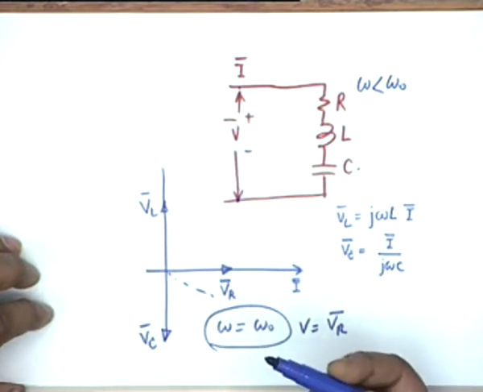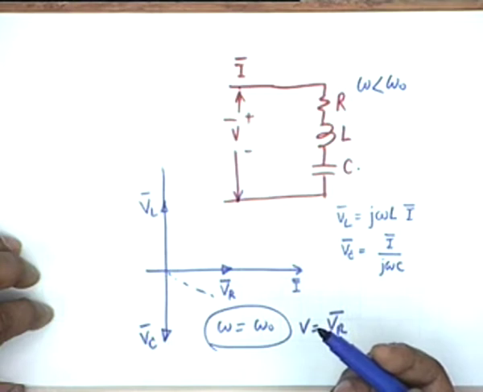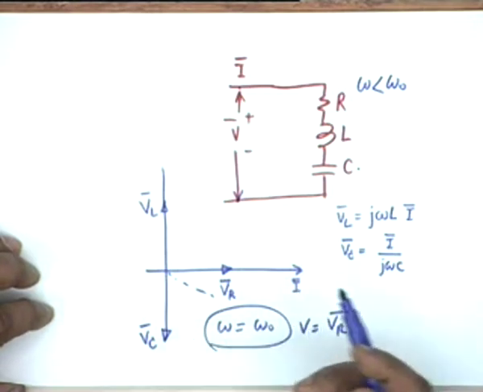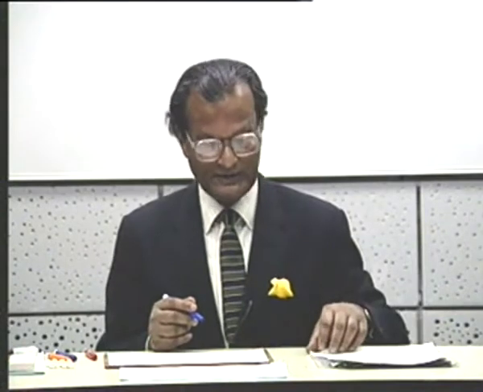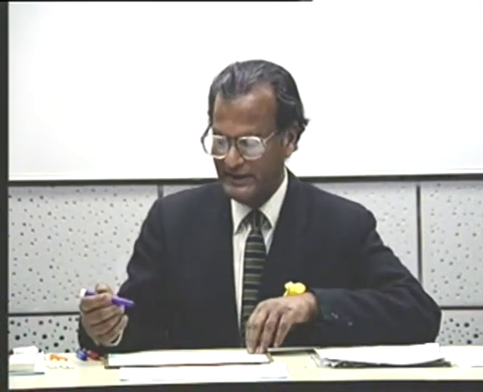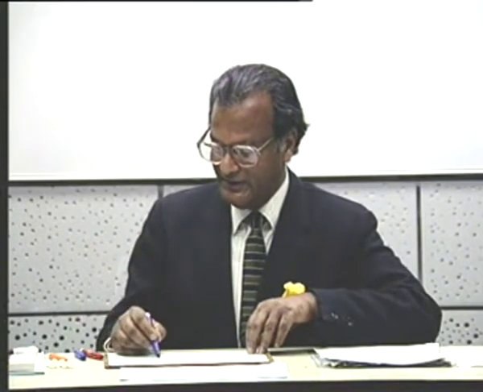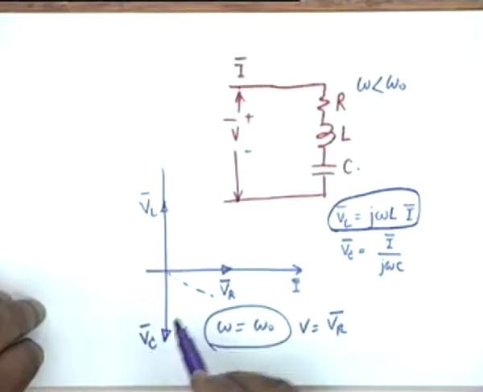Similarly, if the frequency is above resonance, the voltage leads the current I, and the angle of lead or lag depends on the angle of the impedance Z, that is tan inverse of omega L minus 1 by omega C, divided by R. This is the story of series resonance.